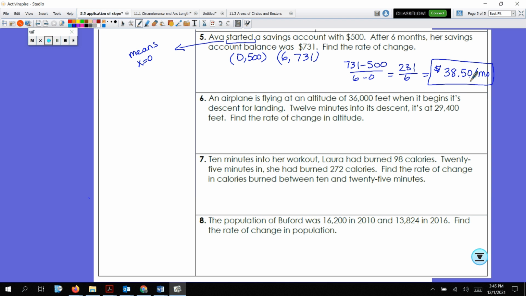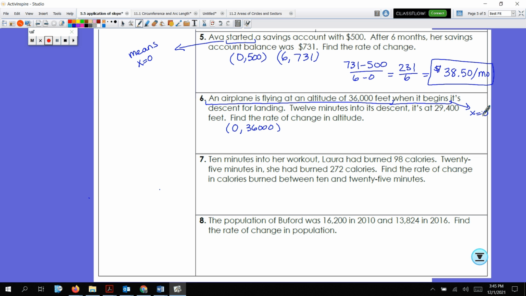All right, number 6. An airplane is flying at an altitude of 36,000 feet when it begins its descent to land. So it's beginning. The first ordered pair is going to be 0, 36,000. That's where we're going to begin our evaluation. That's why your x value is 0, when it began. Remember, beginning, x equals 0.